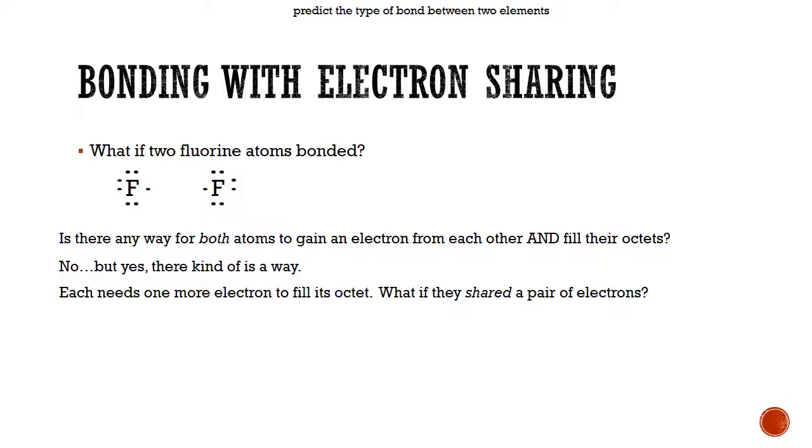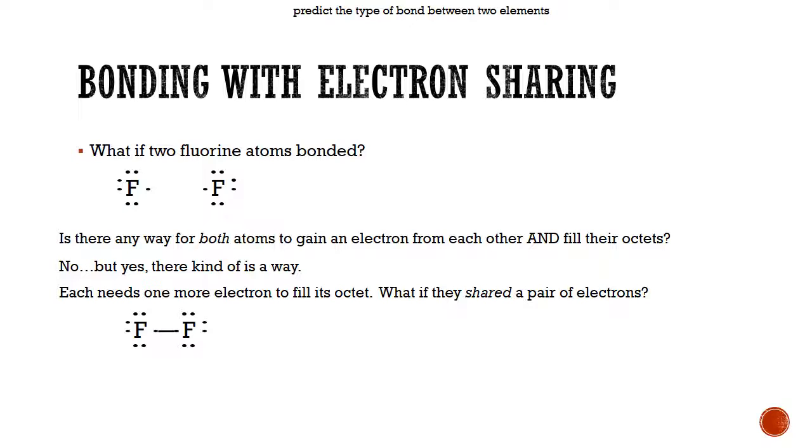What if they shared a pair of electrons? So we're not actually giving up an electron. 1 fluorine atom isn't going to completely give its electron to the other and vice versa, but they could share a pair of electrons. So if I just draw those diagrams again, and I do have them closer together here for a reason, what if the fluorine shared a pair, and it just so happens that when we draw this, we have 1 unpaired electron on each dot diagram.